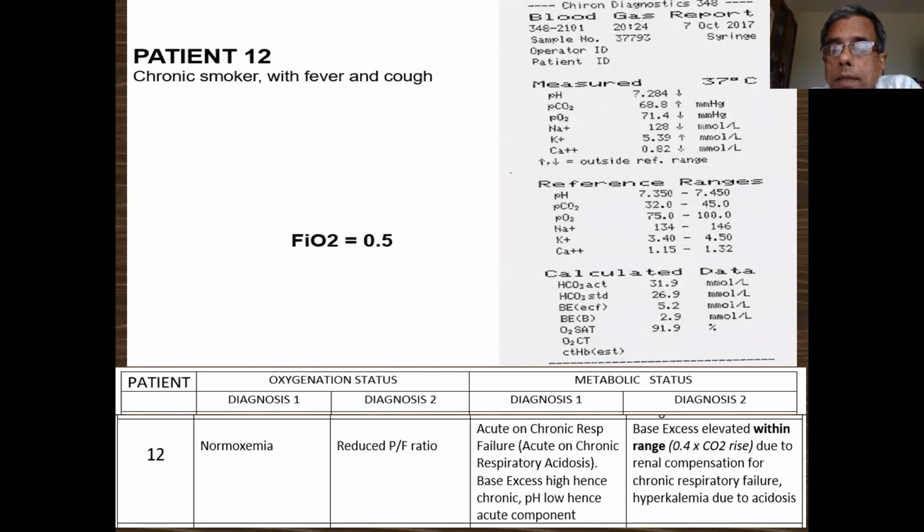Base excess is elevated. And you can calculate the base excess elevation depending on the CO2 rise. Chronic carbon dioxide retention, which is 40% of the rise.